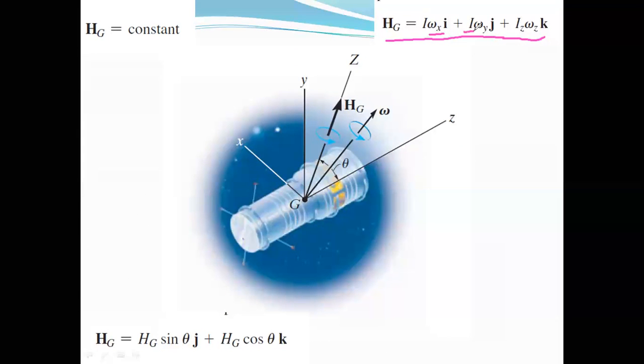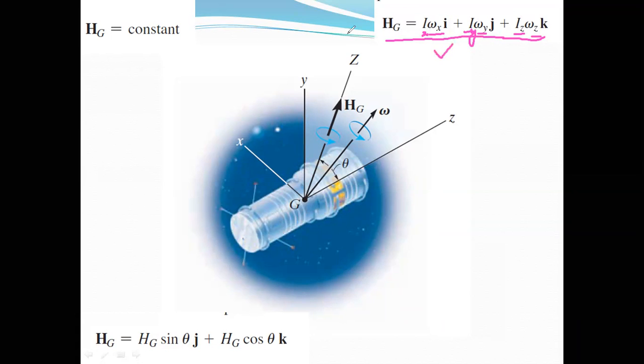Moment of inertia along the y-axis multiplied by the component of angular velocity along the y-axis. Moment of inertia about the z-axis multiplied by the angular velocity component along the z-axis. This is small x here, this is Ix, and this is Iy over here. There's a little correction. Okay. Now, this is already derived.